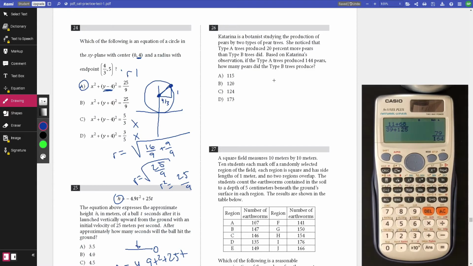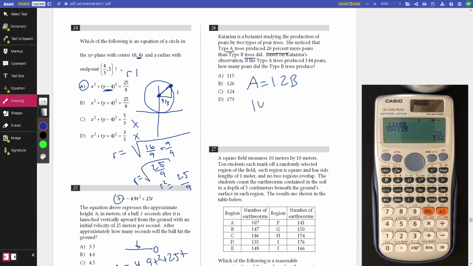Number 26, Katerina is a botanist studying production of pears by 2 types of trees. She noticed that A produced 20% more pears than B. So A equals 1.2B. This means 20% more. And if A produced 144, how many did B produce?